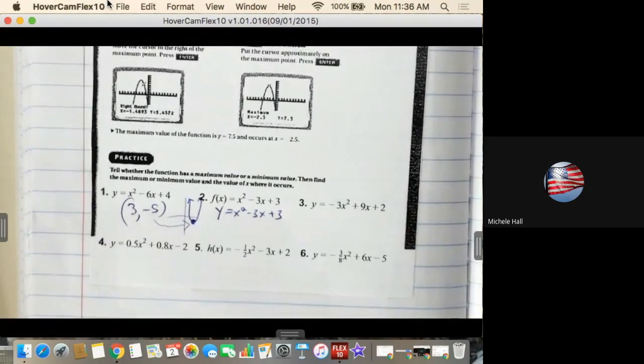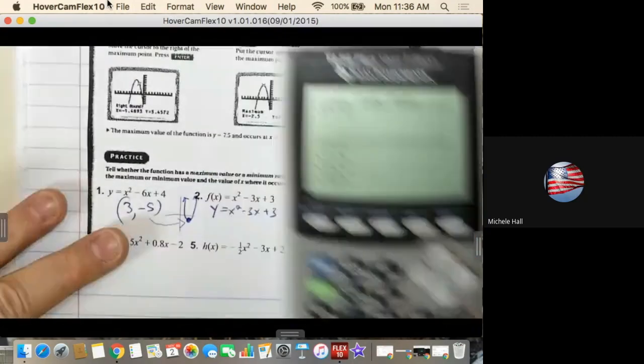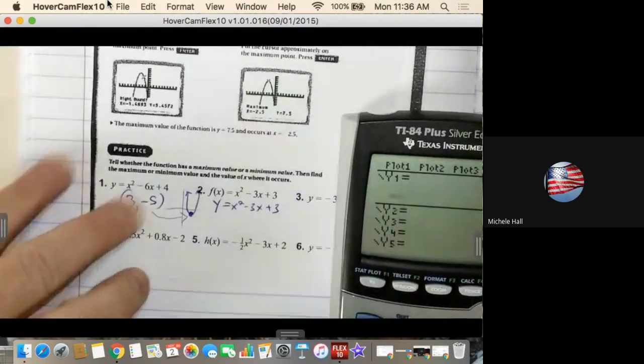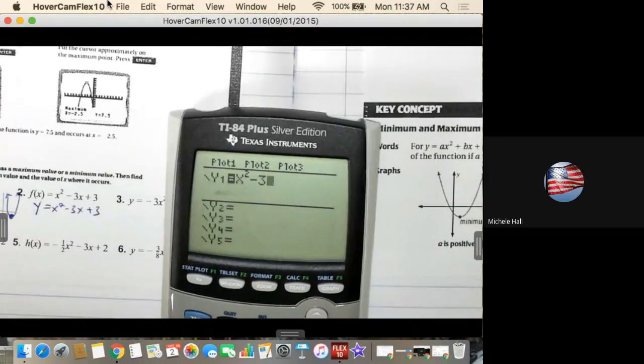Number 2. So go back to y equals, clear, and start again. X squared minus 3x plus 3. X squared minus 3x plus 3. Graph.